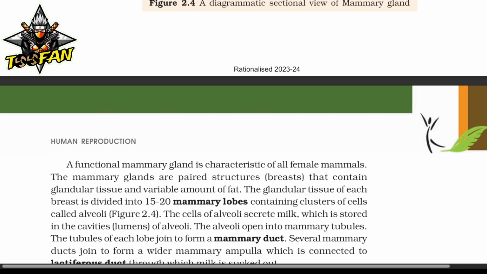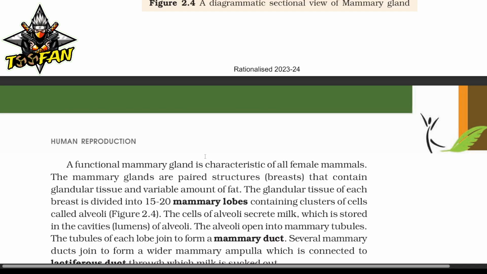Now, a functional mammary gland is characteristic of all female mammals. The mammary glands are paired structures (breasts) that contain the glandular tissue and a variable amount of fat, and the glandular tissue of each breast is divided into 15 to 20 mammary lobes containing clusters of cells called alveoli.